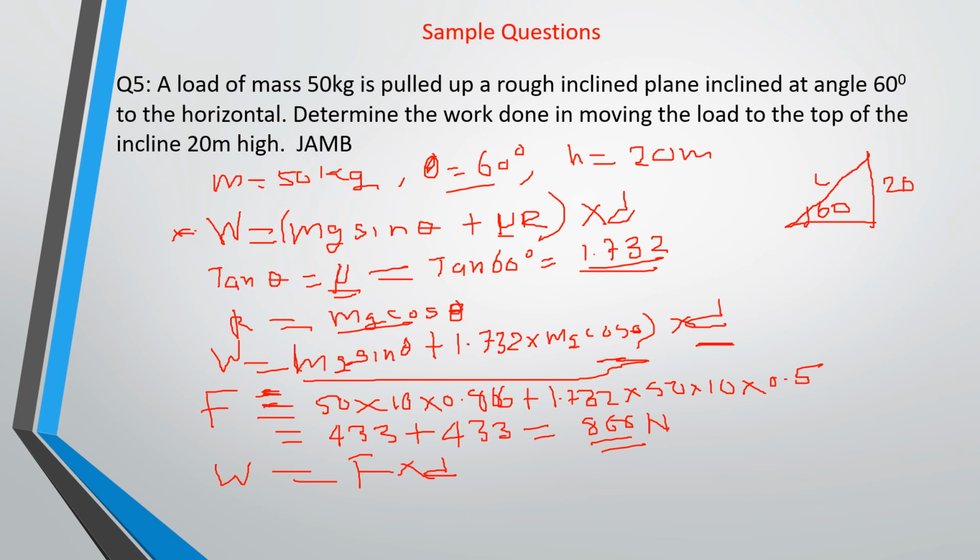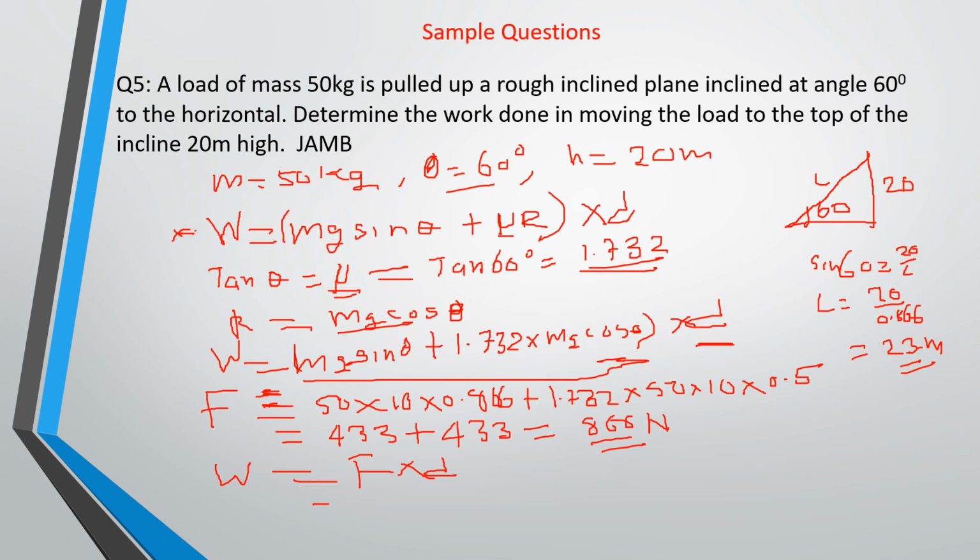that sine theta is equal to sine 60 equals 20 over L. So L is equal to 20 over sine 60, and this is 0.866. So by the time you work that out, we have distance equals 23 meters. Please just solve that out.